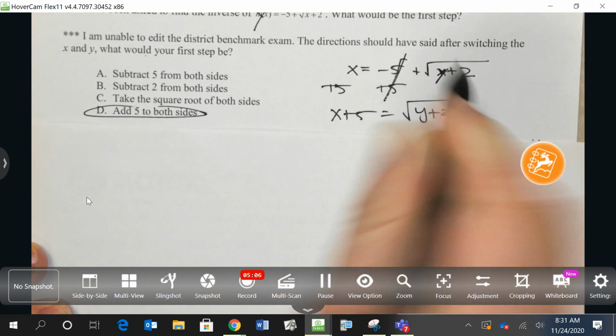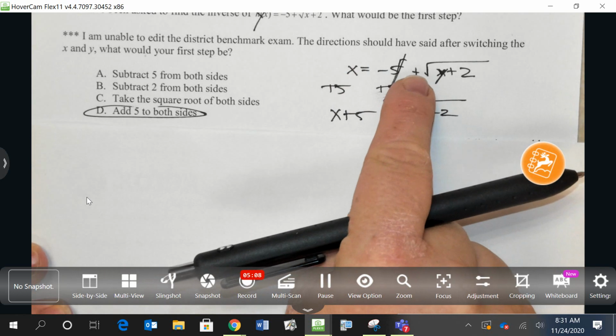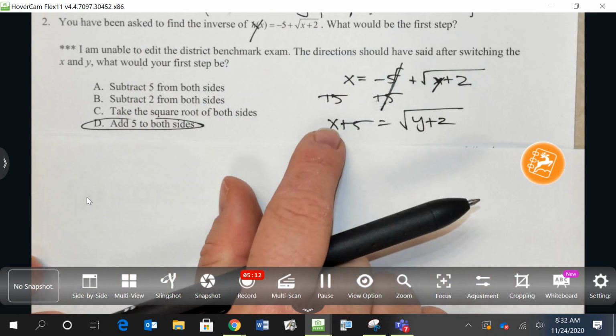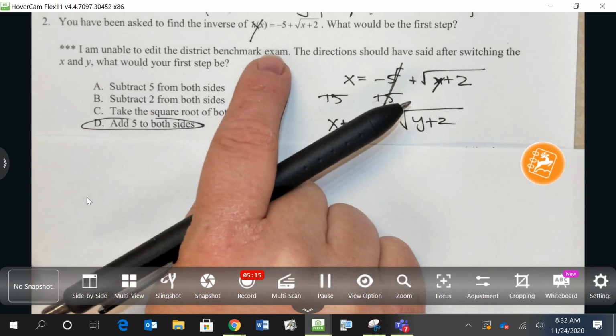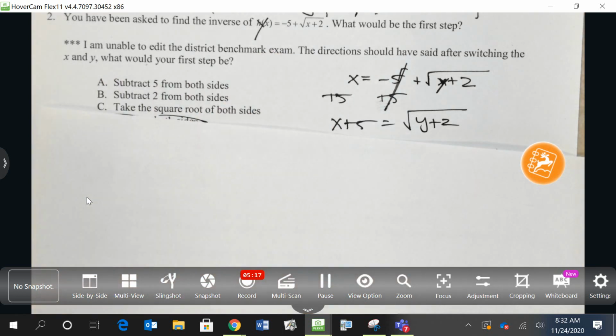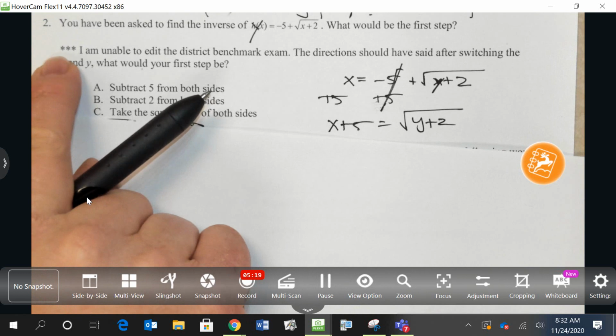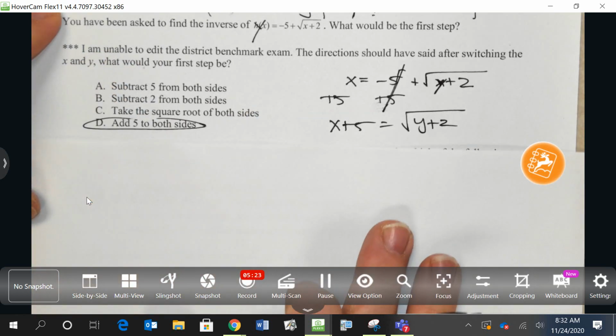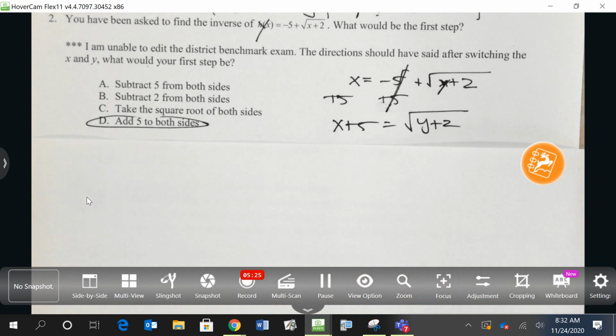Again, when I just look at this, it should have said, after you switch the x and y, what do you do? But they forgot to put that. So I do want you to keep that in mind. When I provide you the link to the test today, I will make a little asterisk note and say, assume for this particular problem that they should have said, you've already switched the x and y, now what is your next step?